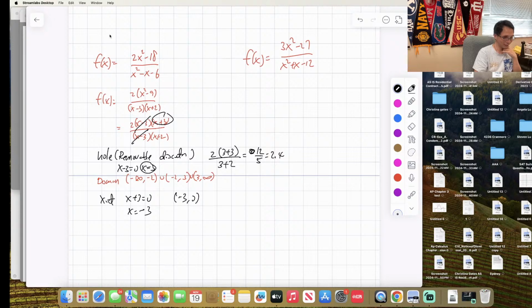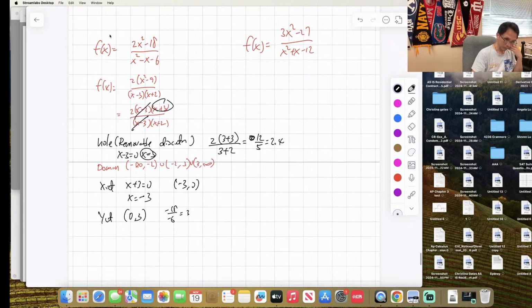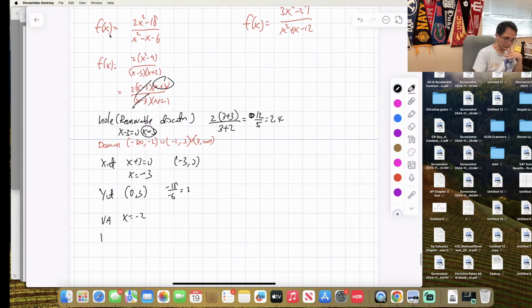Does that make sense? Okay, y-intercept. Is there any y-intercept? (0, 3). Good, because when I plug in 0 for x, it'll be -18 over -6, so that's equal to 3. Is that okay? What else? Vertical asymptote. x equals -2, right? Horizontal asymptote. This is the same degree, so y equals 2 over 1, right? Is that okay?